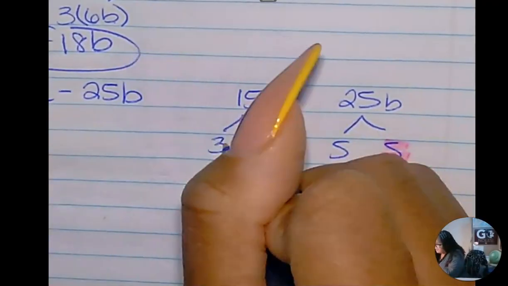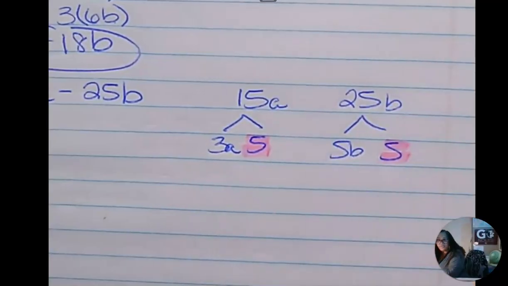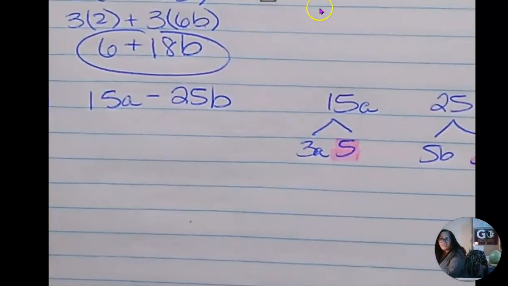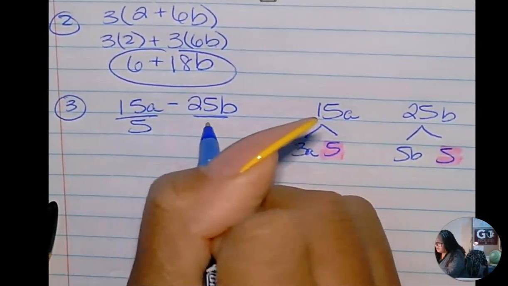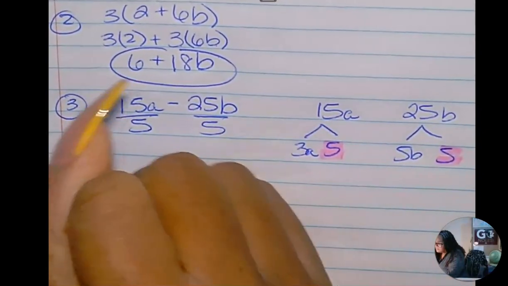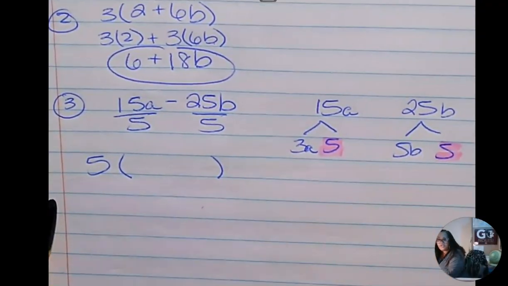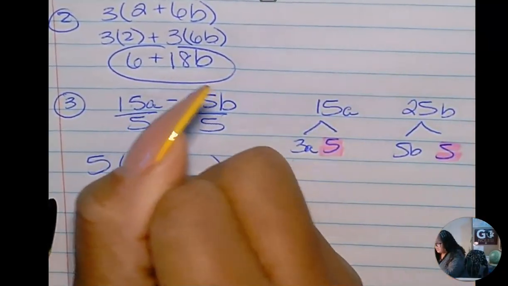So put the a with the other term and put the b with the other term. Now I can undistribute by factoring out a 5. So divide by 5, divide by 5. 5 comes outside, then my parentheses reappear because I'm undoing the distribution. So I'm working backwards. 15a divided by 5 is 3a.